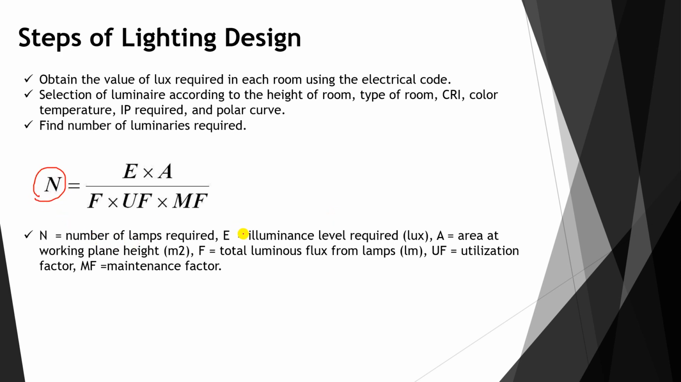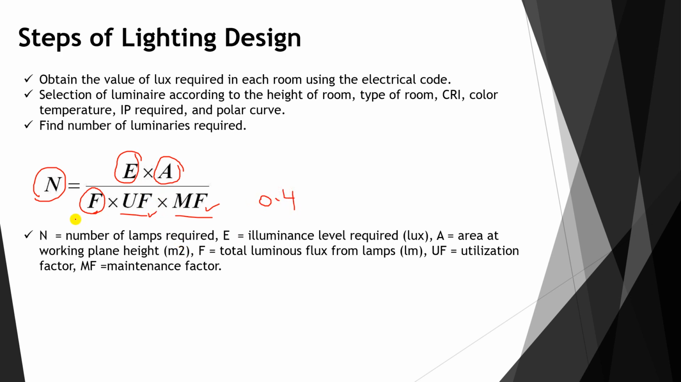E is the luminous level, or the lux required in our room. A is the area of the room itself. F is the total luminous flux, or total lumens produced by our lamps. UF is the utilization factor, and MF is the maintenance factor. Their multiplication, as an example, is 0.4.